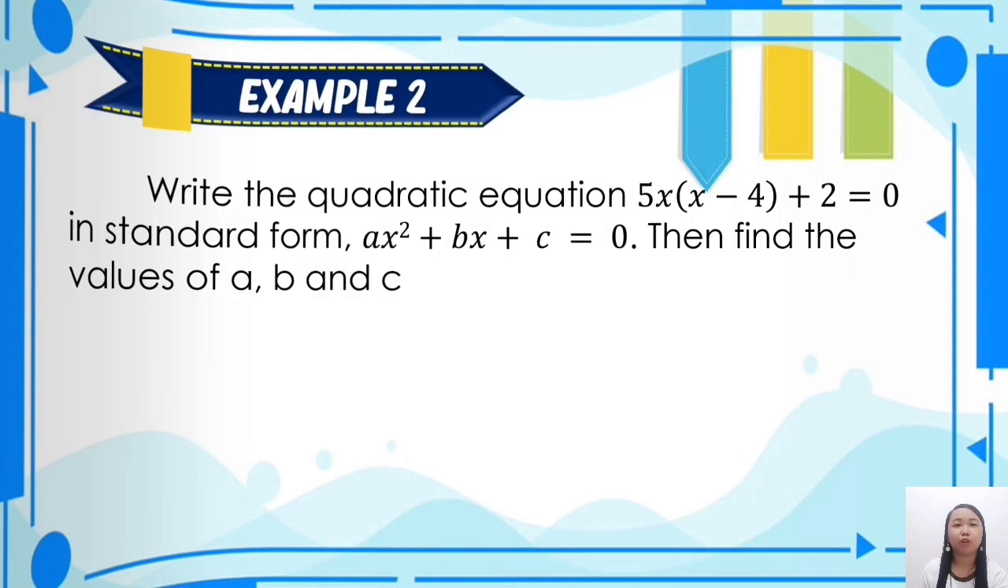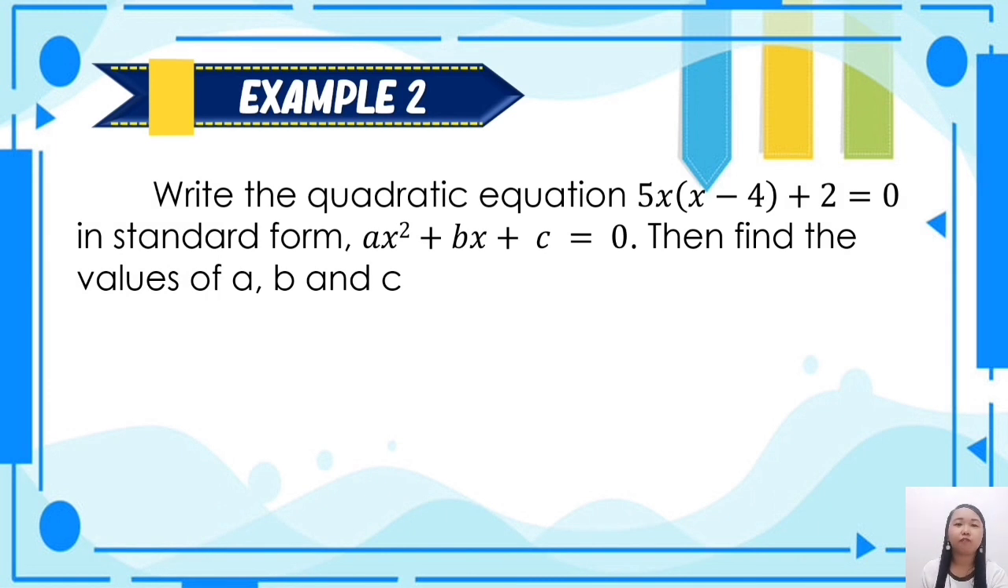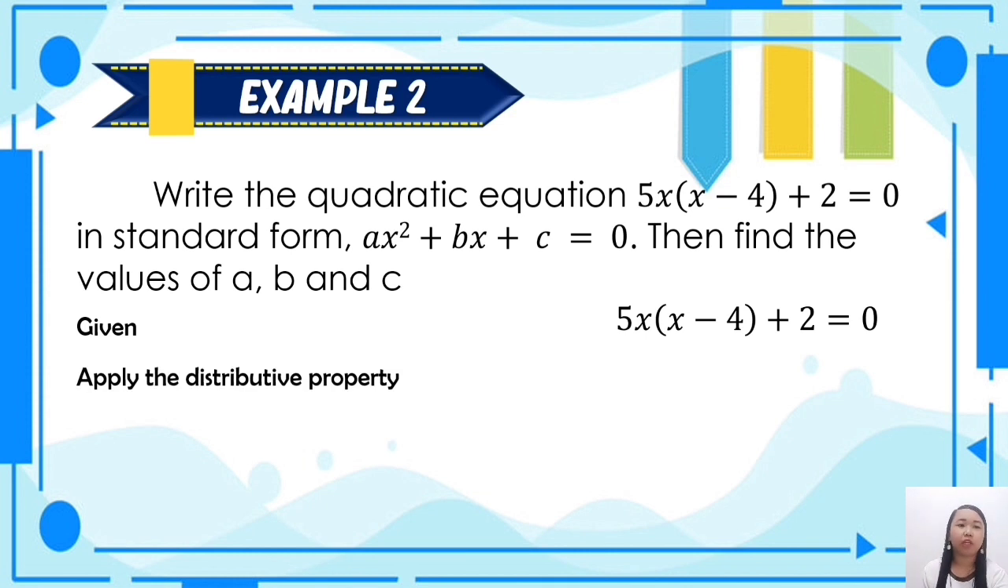Next, example number 2. Write the quadratic equation 5x multiplied by x minus 4 plus 2 is equal to 0. So that is the given. Next is, as you can see, we could apply the distributive property by multiplying 5x by the quantity of x minus 4. So 5x times x is 5x squared, and 5x times negative 4 is negative 20x. And then just copy plus 2 equals 0.